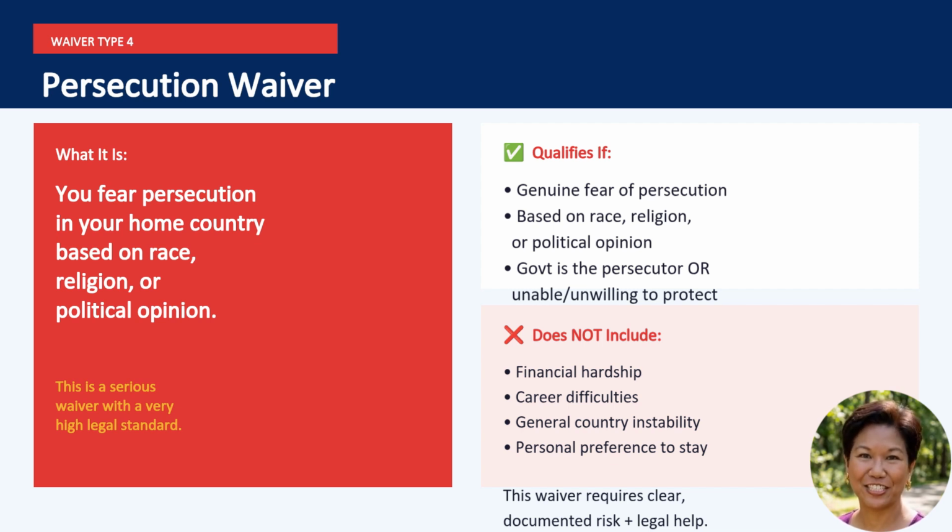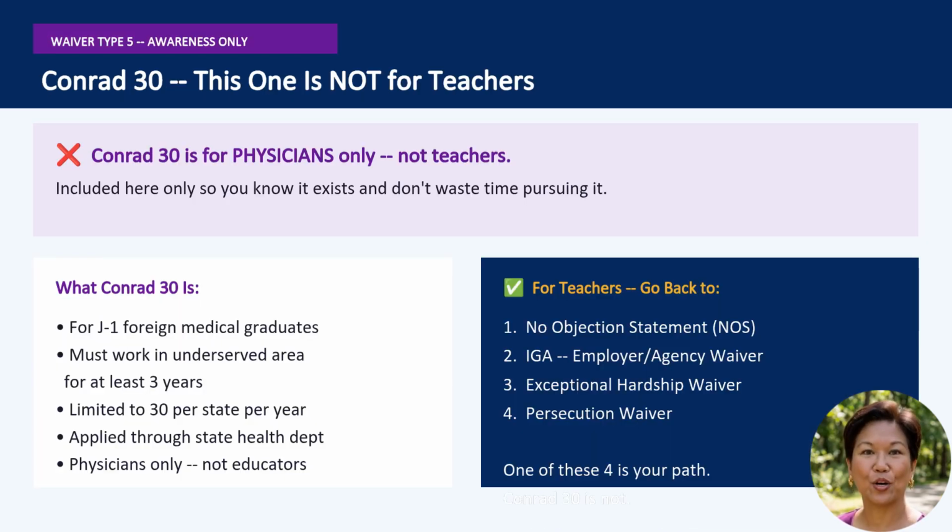What's required is significant. The head of the agency or their designee must sign the official letter requesting the waiver. This letter is submitted to the Department of State, which then forwards its recommendation to USCIS. This requires strong employer backing, coordination, and usually legal expertise to navigate properly. You cannot do this alone. You need your district on your side and an immigration attorney guiding the process.